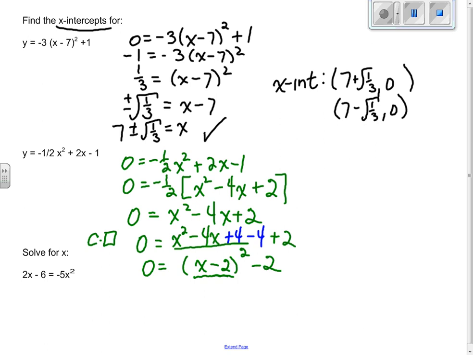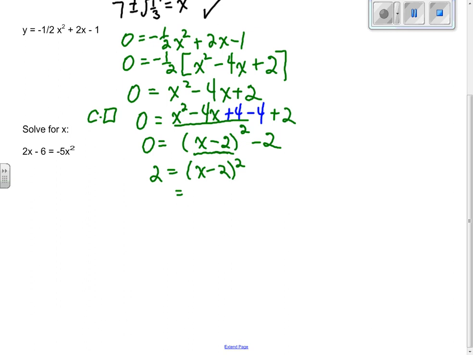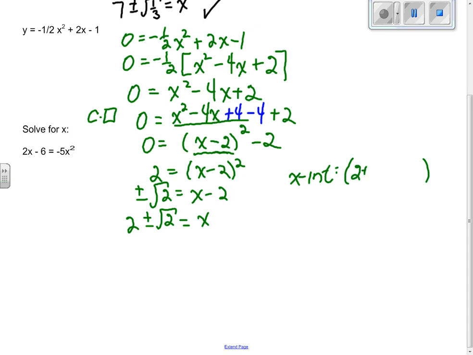Now I can solve as I did above. I'm going to add 2 to both sides. I'm going to impose a square root on both sides so that I'm going to be thinking about the positive or negative square root of 2, and then add 2 to both sides. Those are my 2 x-intercepts. If it is clearer to you to write them as points, the first x-intercept is whatever 2 plus square root of 2 is, and whatever 2 subtract square root of 2 is. Those are my 2 solutions.